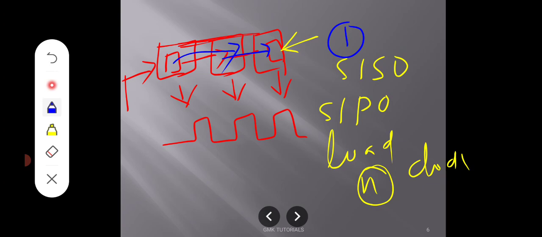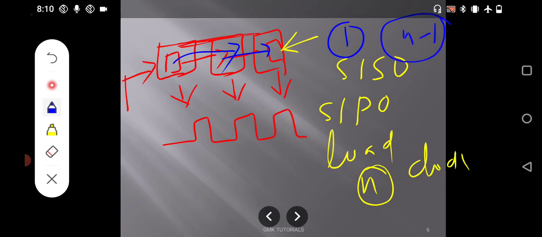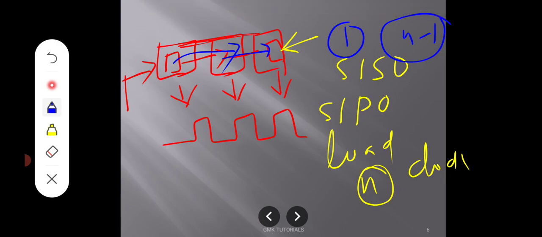Therefore only 2 shifts are required, that is 3-1, which means n-1 clock signals are required to move the data from the corresponding register. It is maybe applicable for a left shift register or a right shift register. I think it is very clear, guys, right?